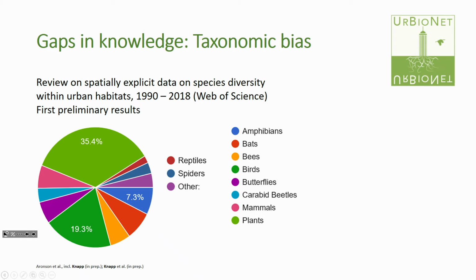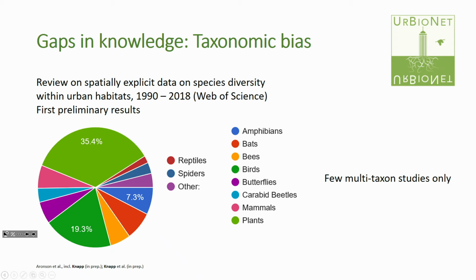Our preliminary results show that indeed most of the studies focus on vascular plants, more than a third of all studies. This is followed by studies on birds. That's the chunk up here, 19.3% of the studies focus on birds, and other groups are far less represented. Especially if you look, for example, at reptiles or spiders, there are hardly any urban studies on these. And you might also notice that several animal taxa are not even mentioned here, such as fish or soil organisms. They hardly occur in urban biodiversity research. So in this respect, our knowledge really is restricted.